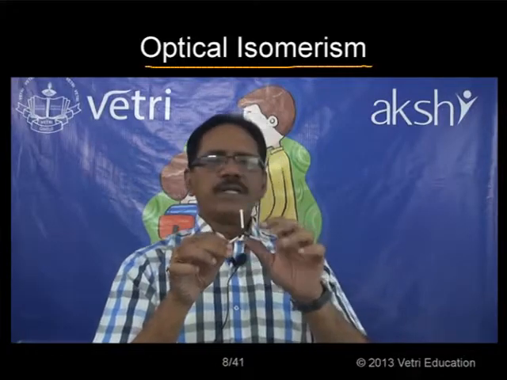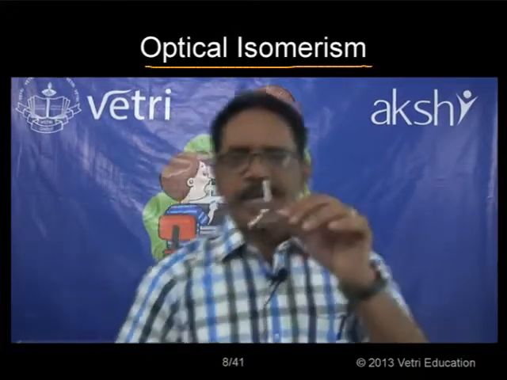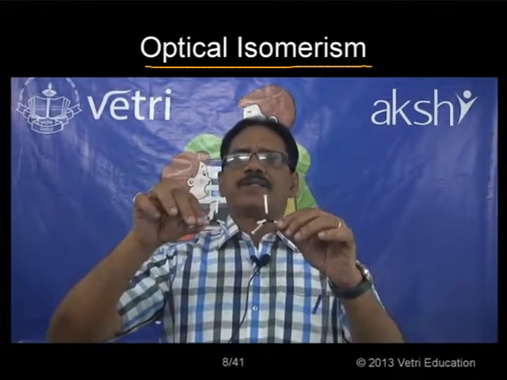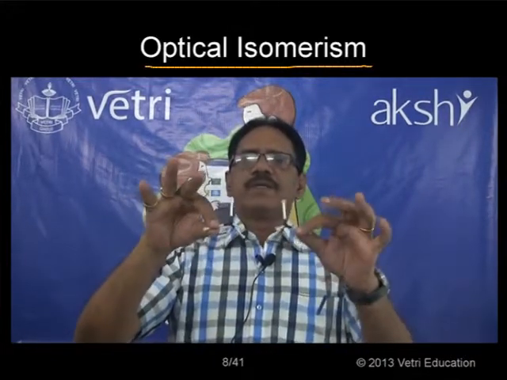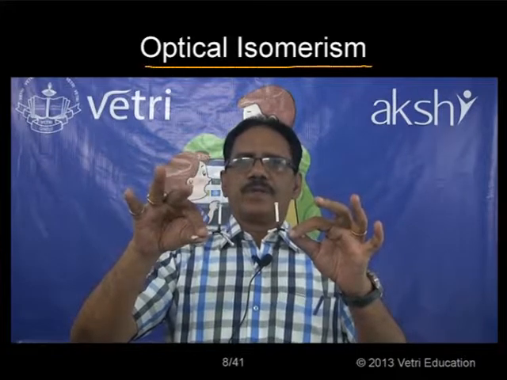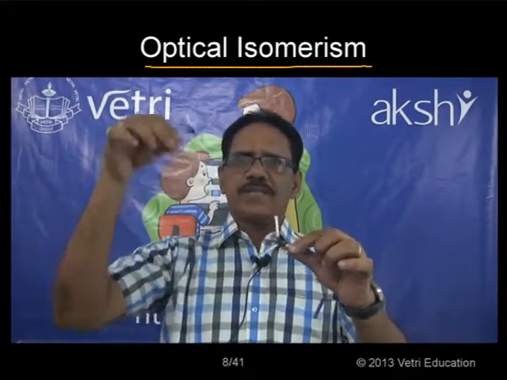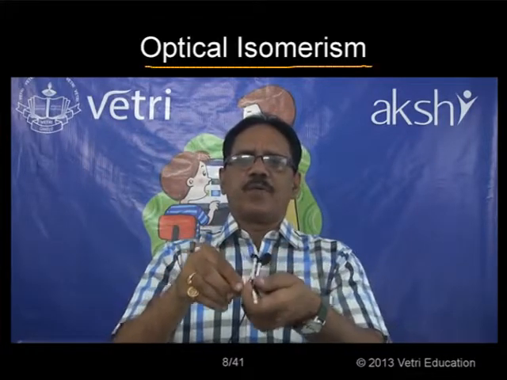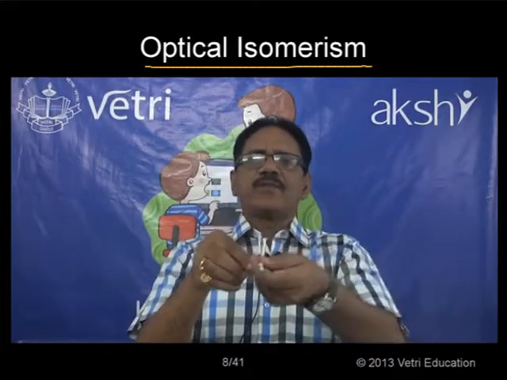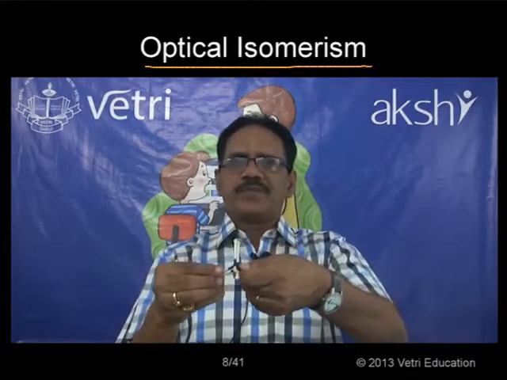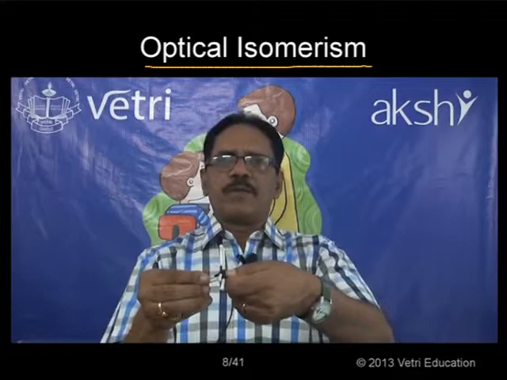Now what will happen? Imagine this is an image, so I am putting a mirror image. If you put a mirror in between, it is a mirror image. So this is the original, this is the mirror image. After constructing, if you take this mirror image and try to fix one over the other, it fits, it is superimposable. So methane is producing a superimposable mirror image.